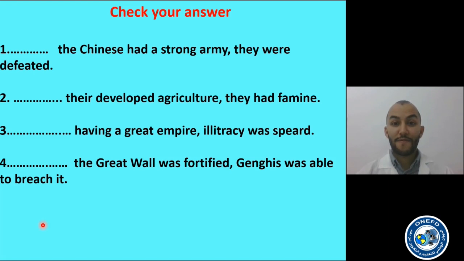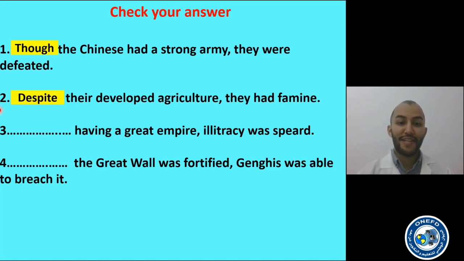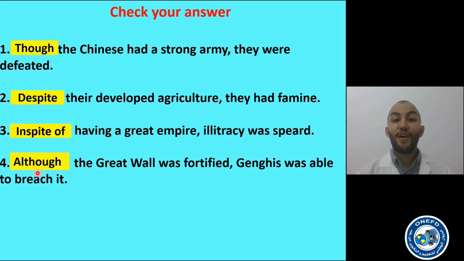Now, let's check your answers. For the first one, though the Chinese had a strong army, they were defeated. Number 2, despite their developed agriculture, they had famine. Number 3, in spite of having a great empire, illiteracy was spread. The last one, although the Great Wall was fortified, Genghis was able to breach it.